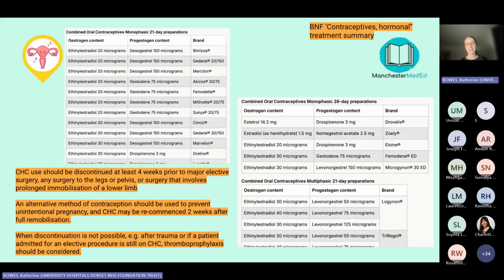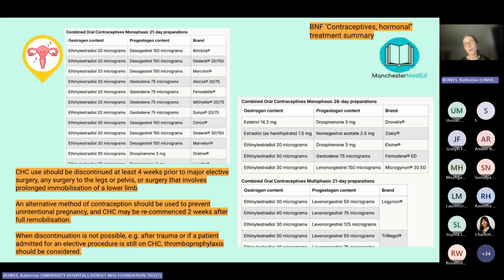Quick practical tip here is that if someone's on combined hormonal contraception, then that will need to be discontinued at least 4 weeks prior to elective surgery, and particularly any major surgery. And so an alternative method of contraception will be required for the duration, and then you can restart it 2 weeks after the patient's fully mobilizing.